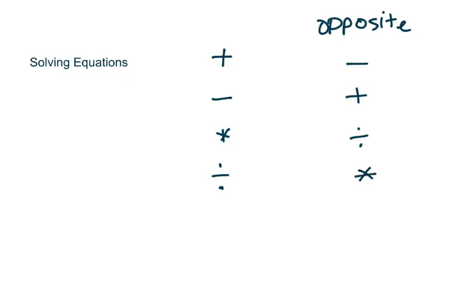Now, there are also operations like an exponent. So if we have a term squared, for example, x squared, the opposite operation would be to take the square root, which means that if we take a square root, our opposite operation would be to square it. We're not going to do a whole lot with square roots and squares, but it's a good thing to know that those things are also opposite of each other.